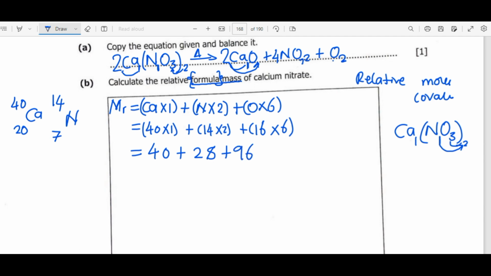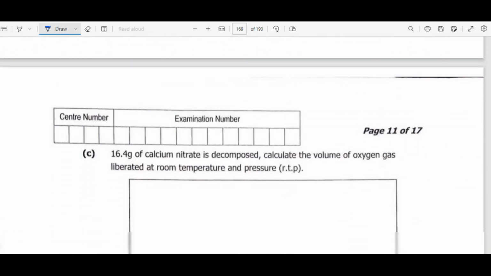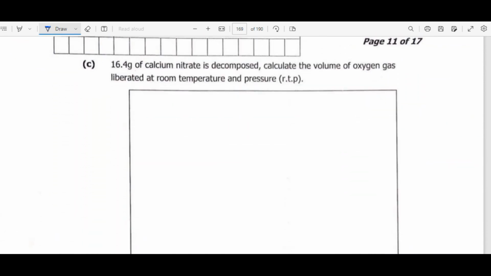You can use a calculator. Calculators are allowed in science. So you just have to find the sum of the 3 numbers. So 96 plus 28 plus 40. So according to my calculations, I'm getting 164 as my relative formula mass. Okay, now we will move on to question C.